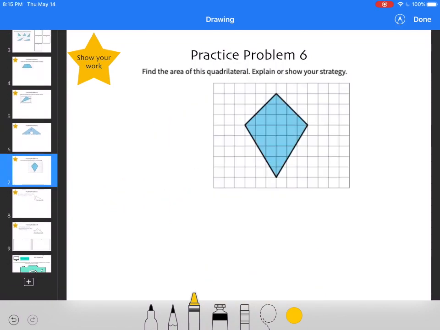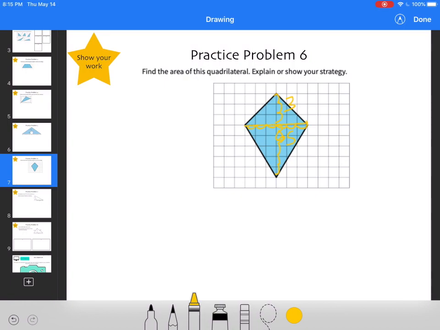So then I've got a quadrilateral, and I want to figure out how to find the area. So I'm going to split it in half, and I'm going to find the area of each triangle. So 1, 2, 3, 4, 5, 6. And then I go 1, 2, 3. 1, 2, 3, 4, 5.